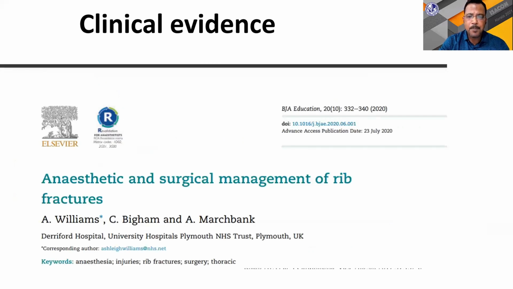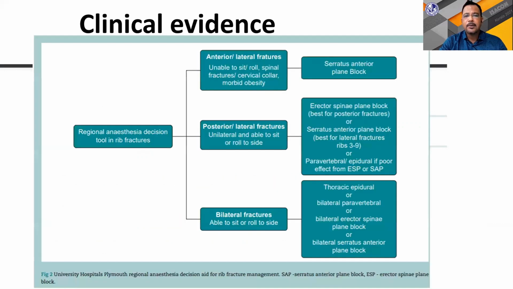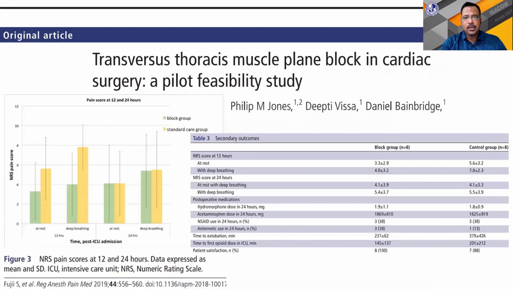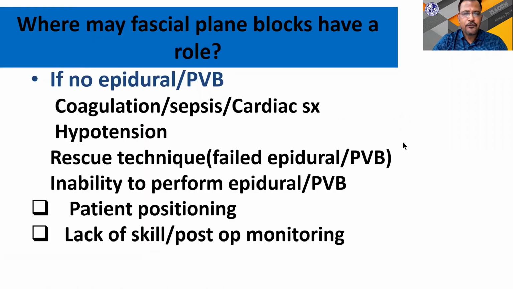And this is one paper on the anesthesia and surgical management of rib fractures. For patients with anterior and lateral rib fracture or bilateral rib fracture, and even in posterior rib fracture, they have given serratus anterior plane block. And this is one paper which compared transverse thoracic plane block in cardiac surgery. Patients who received transverse thoracic plane block had a better numerical rating scale at 12 hours, and the time to extubation was less. Due to paucity of time, I will not be speaking on the posterolateral blocks.